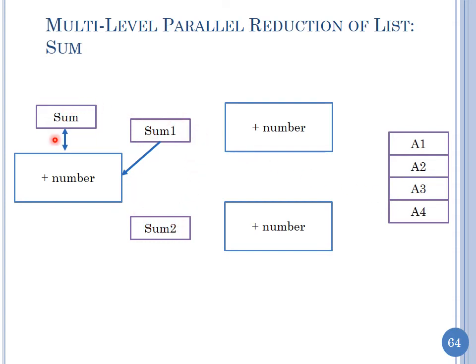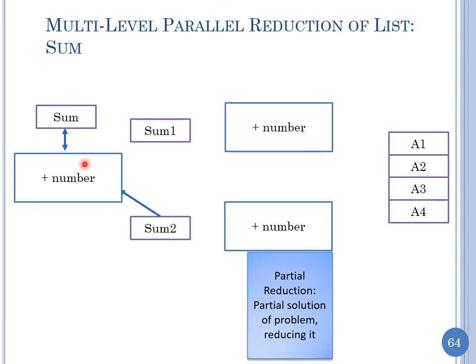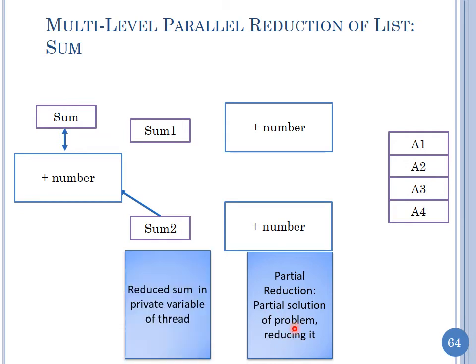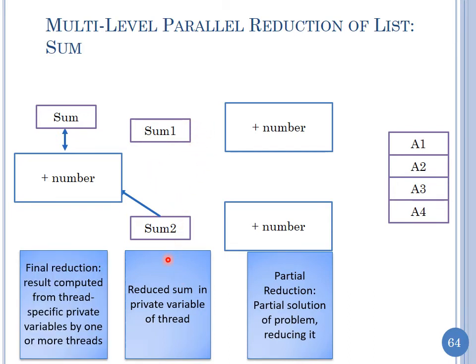So we can probably do this serially without sacrificing too much. So we go and do this sum, and then we do this sum, and we've got the final value. Okay. So this is partial reduction, partial solution of the problem. Here's the reduced sum in a private variable of the thread. Okay, so these variables are private; they're not shared. And from these private variables, we compute the final reduction.